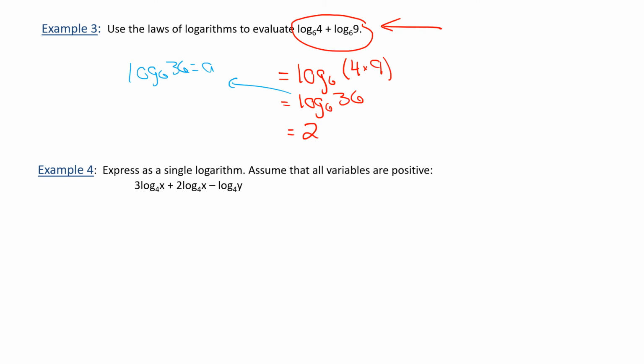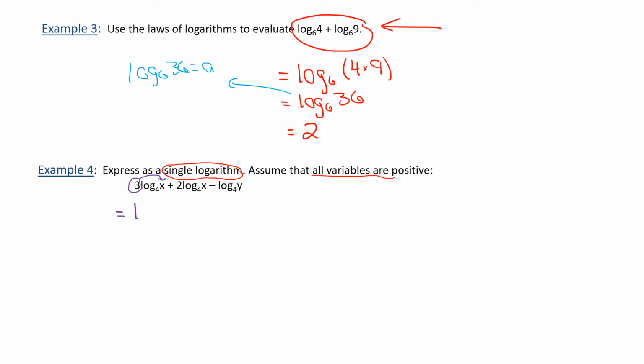Example 4 expresses a single logarithm. So here's some instruction here. We have to put it together as one log first. And of course, we already went over this, all variables are positive. So first of all, expresses a single logarithm. We've got a little hint there what we're supposed to do. So right away, I want to get this 3 up. Now you may not think that. You may think, why, what's the problem with leaving it where it is? Well, there isn't right now, but you'll see it in a second.